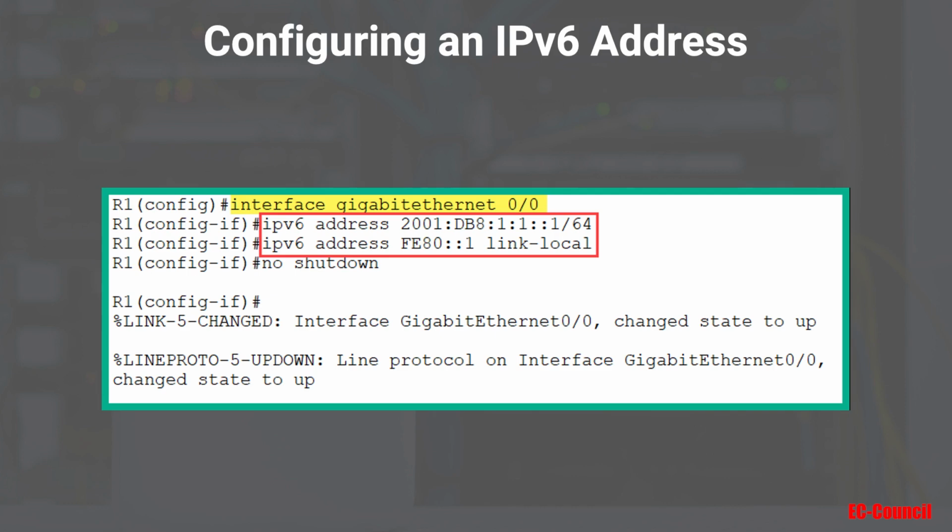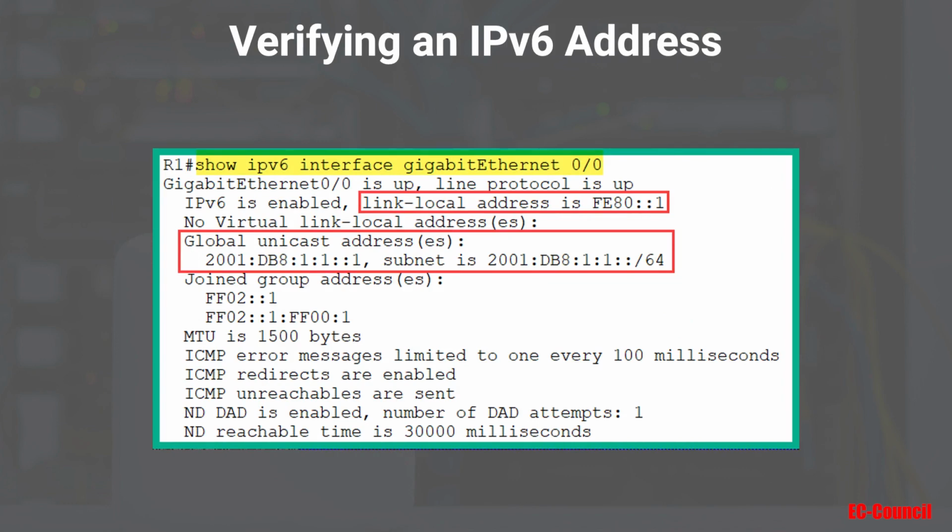Always remember to do a no shutdown to actually enable the interface. This is a very important show command to help validate the changes that you have made and that the interface is actually up, which is the show IPv6 interface followed by the interface ID. You can get the physical status as up. You can get the layer 2 protocol as up as well. You will be able to verify the link local address and you will be able to verify the global unicast address as well.